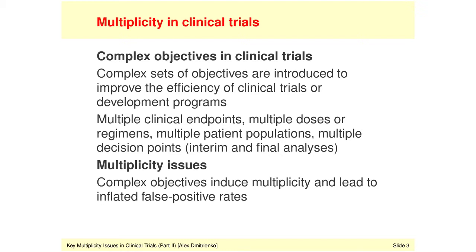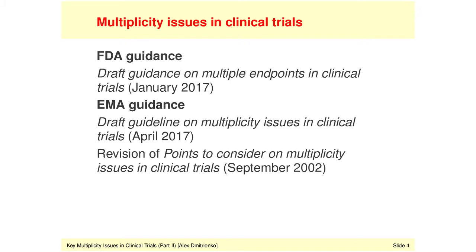Two regulatory guidance documents have been released recently to discuss the impact of multiplicity in confirmatory trials and statistical methods for handling multiplicity. The U.S. Food and Drug Administration, FDA, published the draft guidance on multiplicity issues in clinical trials in January of 2017, and the European Medicines Agency, EMA, released a guideline entitled Draft Guideline on Multiplicity Issues in Clinical Trials. This guideline is a revision of a points to consider document that was published back in 2002.